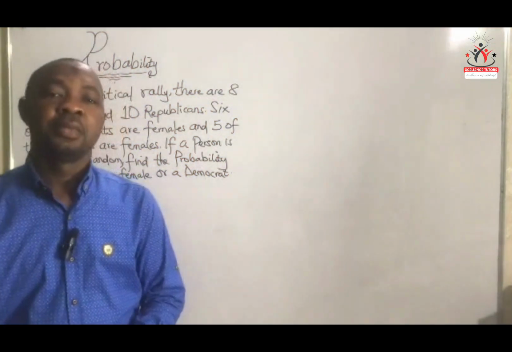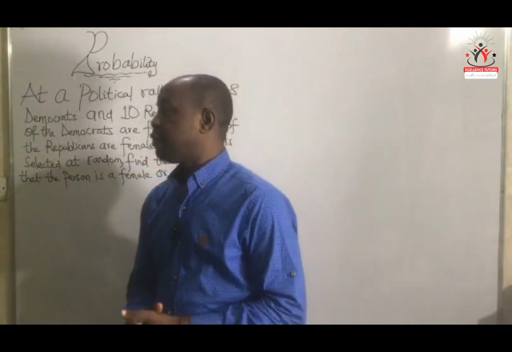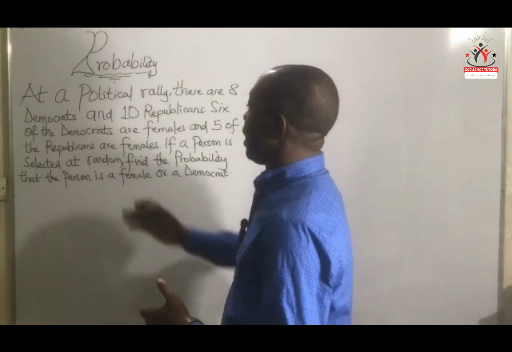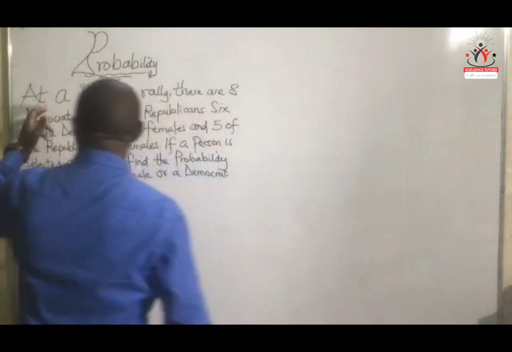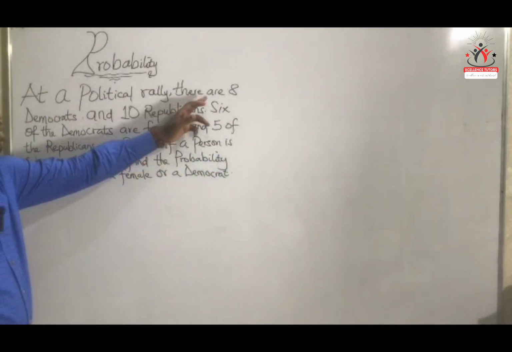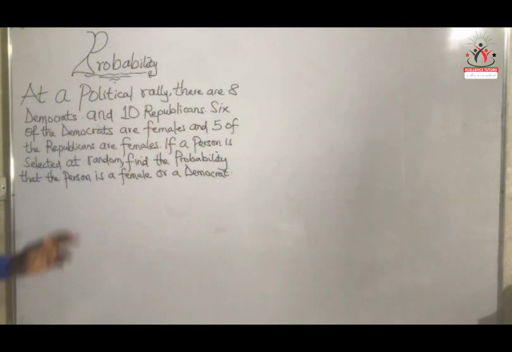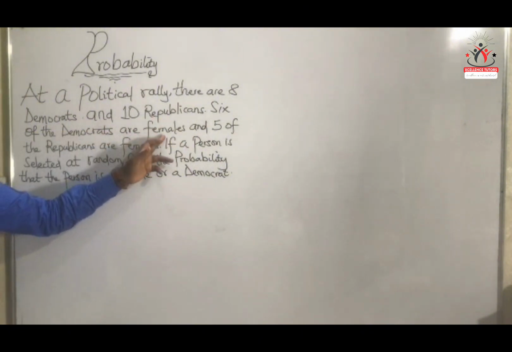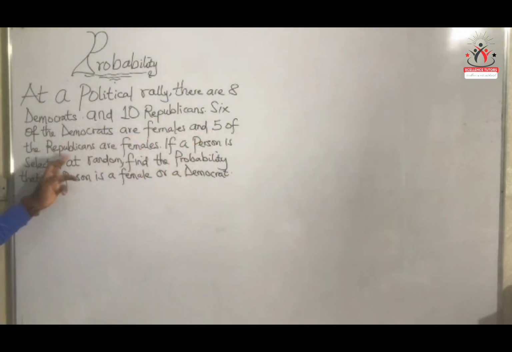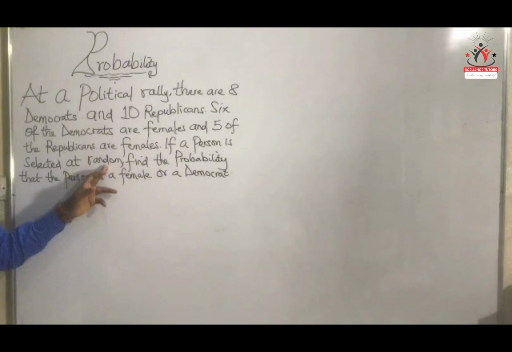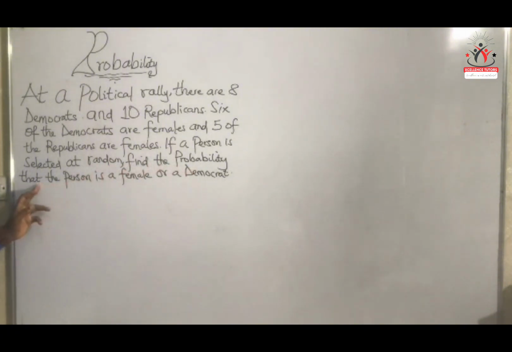Hello everyone. In this video we have this probability question. At a political rally there are 8 Democrats and 10 Republicans. 6 of the Democrats are females and 5 of the Republicans are females. If a person is selected at random, find the probability that the person is a female or a Democrat.